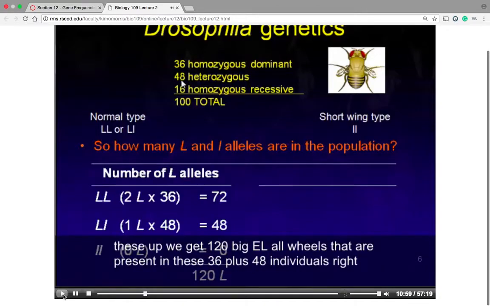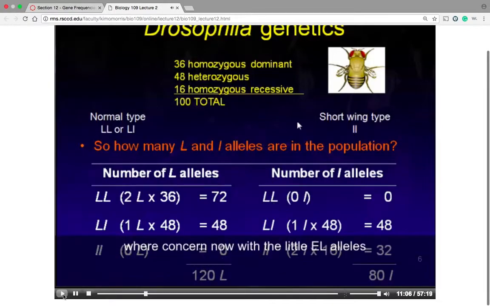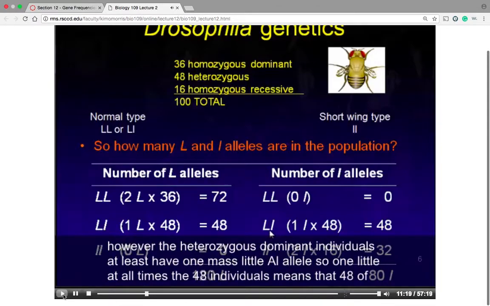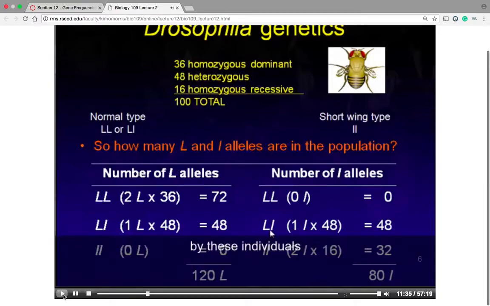So let's do the same exercise now for the homozygous recessive case. We're concerned now with the little l alleles. Well, for the little l alleles, the homozygous dominant individuals are not contributing any because they don't have any in their DNA. However, the heterozygous individuals at least have one masked little l allele. So 1 little l times the 48 individuals means that 48 of these little l alleles are contributed to the next generation by these individuals.